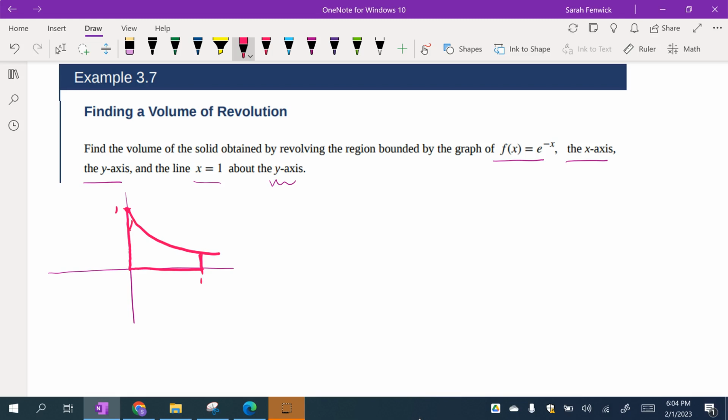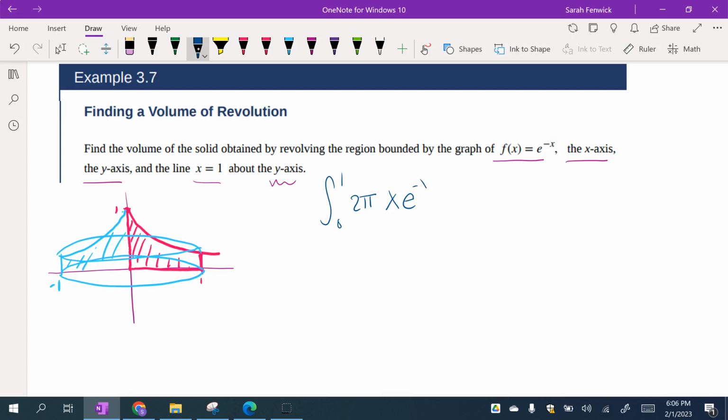So this is the region, and we are going to revolve around the y-axis, so I'm going to draw a mirror of that region on the other side. And technically it revolves around this way. So we have this, and the top part is like a cone almost. We're going to use the shell method to find the volume of this. So we're going to end up with our integration from 0 to 1 of 2 pi x e to the negative x dx.